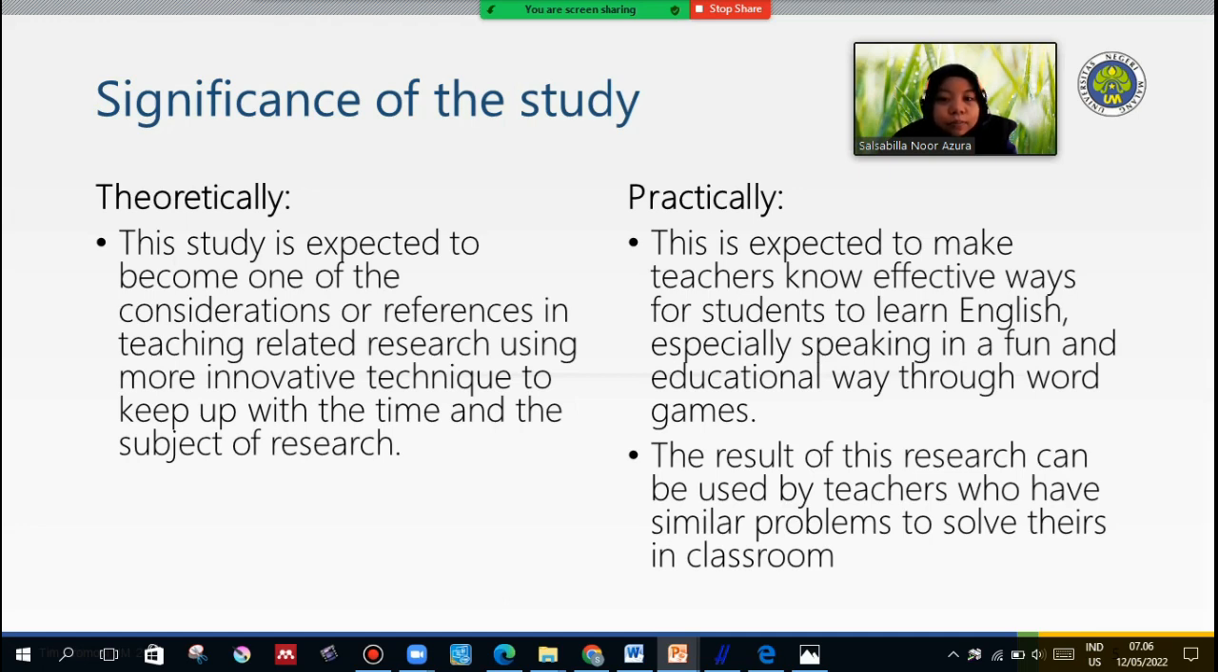Practically, this research is expected to make teachers know effective ways for students to learn English, especially speaking in a fun and educational way through word games. The result of this research can be used by teachers who have similar problems to solve theirs in classroom.